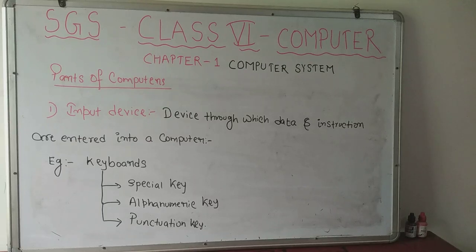The first one is special key, the second one is alphanumeric key, and the third one is punctuation key. Special keys are called under the category of special key. Function key, control key, arrow key, numlock key, etc. are present, whereas in alphanumeric key, keys of letters and numbers are present. Similarly, in punctuation key, keys of comma, period, semicolon, etc. are present. So in a keyboard, these three types of key are present.